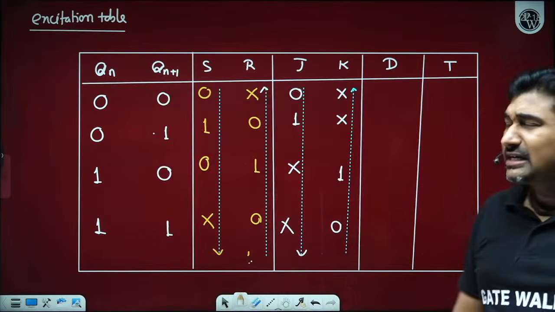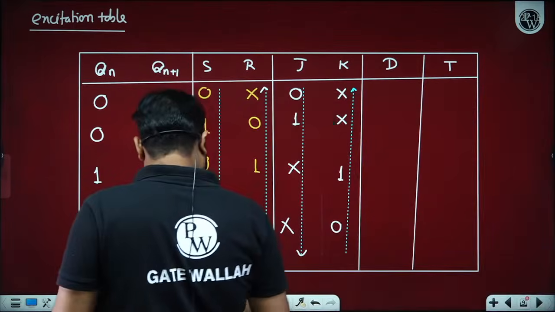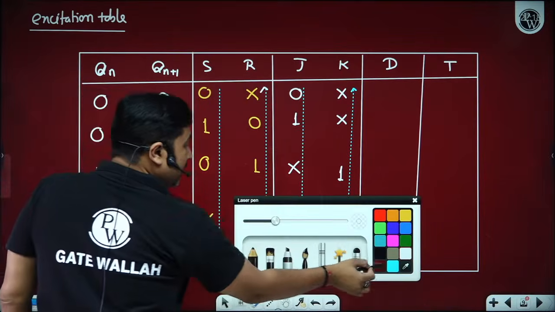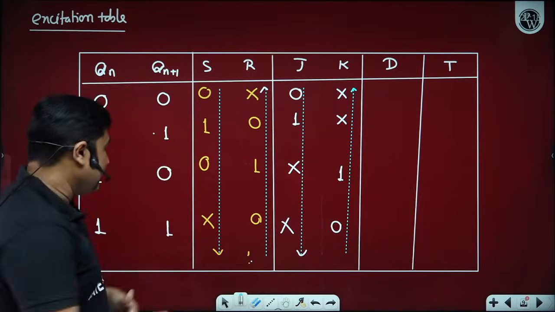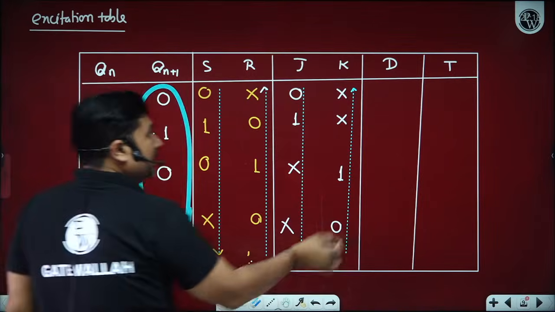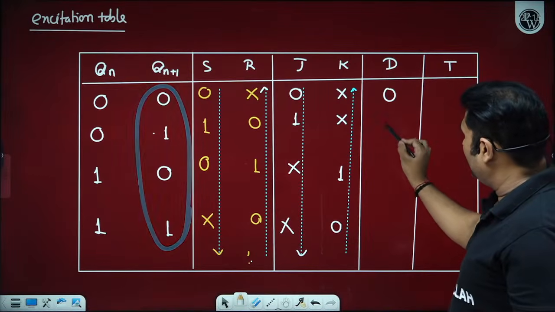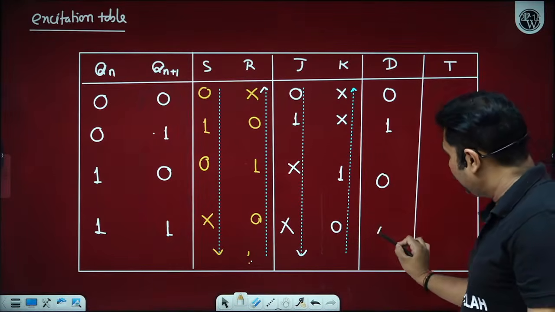D flip-flop is a transparent latch. D flip-flop is a transparent latch, sir. Transparent latch means Qn plus 1 is the same as D. So just copy this and paste here. That is 0, 1, 0, 1.